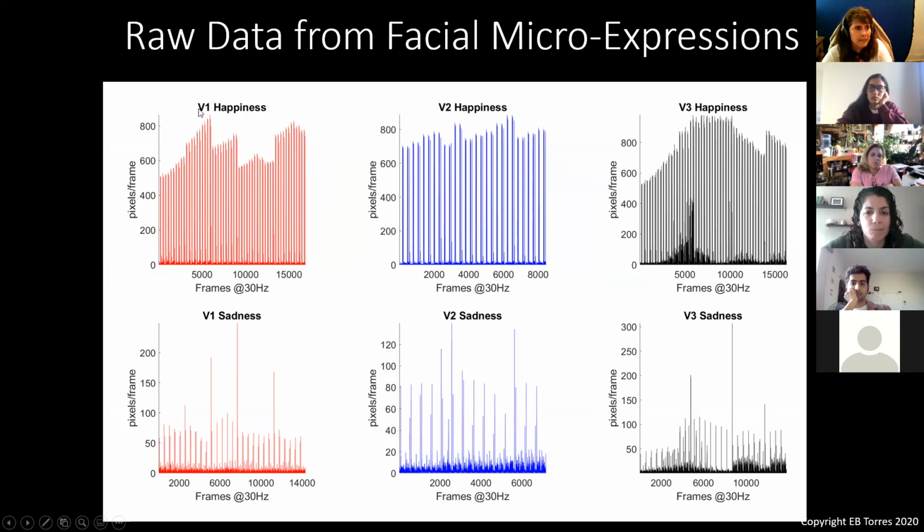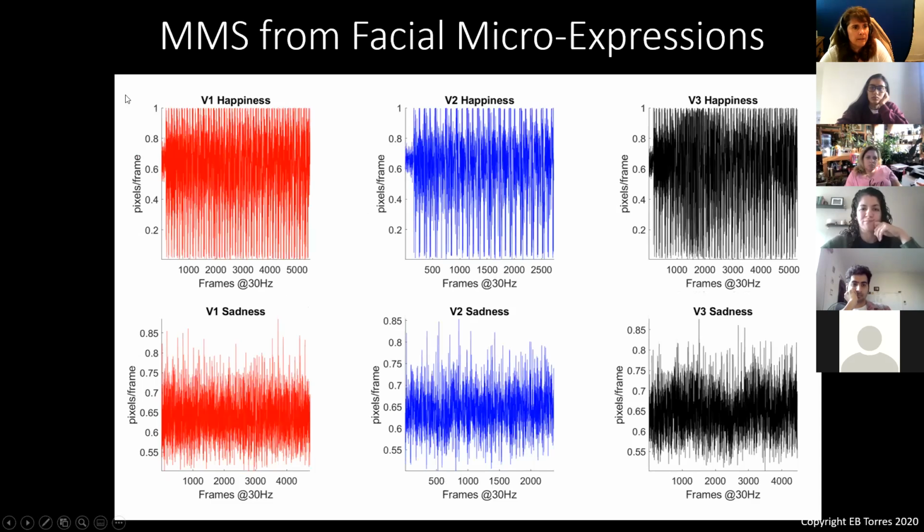And this is the red region of the eyes, the blue region on top of this area, and the black region of the full face with the mouth. Now this is sadness. So sadness has a different signature, as you can see, than happiness. And these are the micro movements.